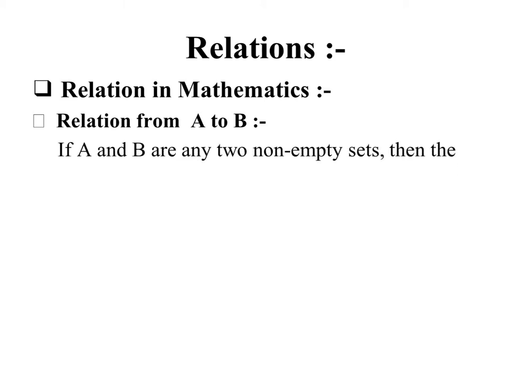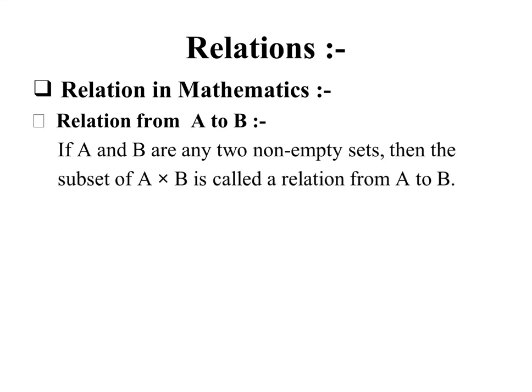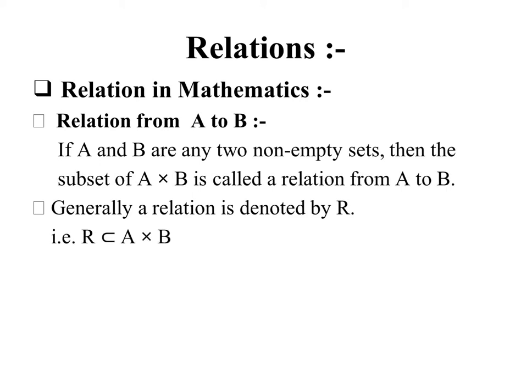If A and B are any two non-empty sets, then a subset of A cross B is called a relation from A to B. Here A and B are two non-empty sets, that means A not equal to phi and B not equal to phi. Any subset of A cross B is called a relation. Generally, a relation is denoted by capital R and sometimes capital S. That means R is a subset of A cross B.